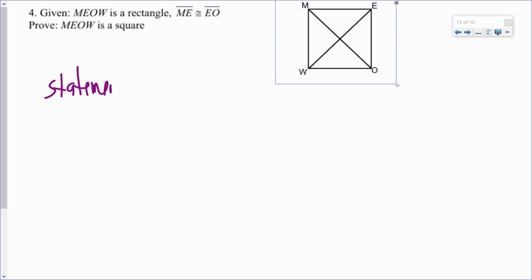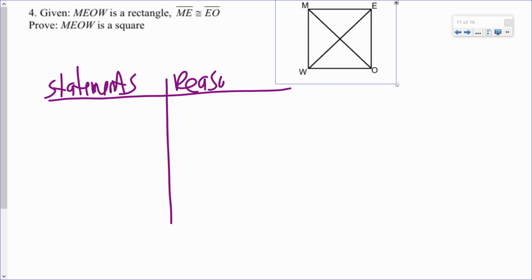Statements, reasons. MEOW is a rectangle.